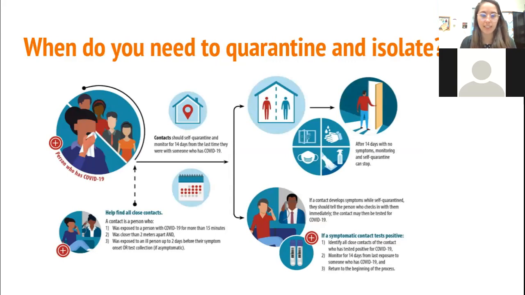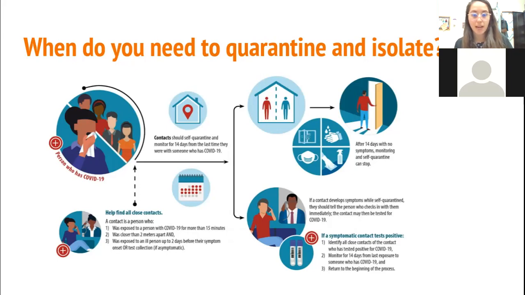A close contact is someone who is exposed to a confirmed COVID-19 case for more than 15 minutes and within 6 feet, and that can be up to 2 days before the symptoms actually onset. So people can be contagious before they show symptoms, which is the important part. After 14 days with no symptoms, you can stop self-quarantining.